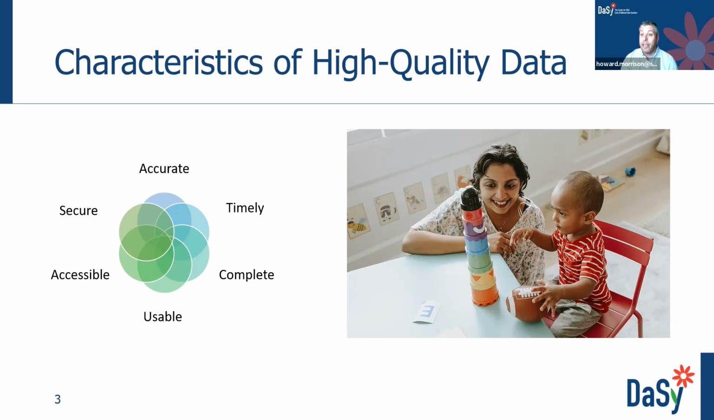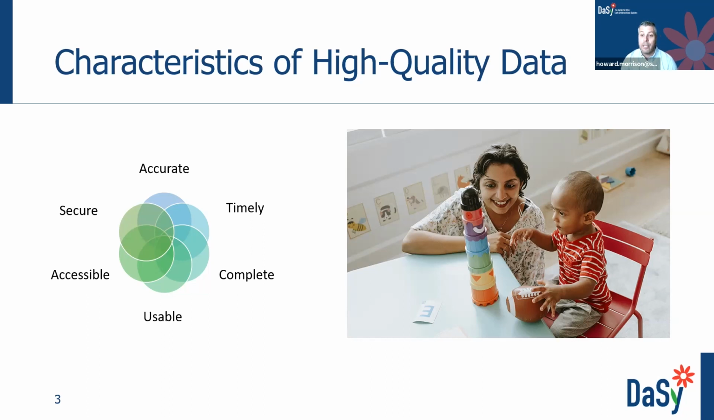Timely data means it is current and up to date and submitted on time. Complete data means there are no gaps in the data. Consider, does your data represent the entire population? Is it representative across key subgroups? For example, do your family outcome survey results include all families in your program, or are subgroups of families underrepresented?